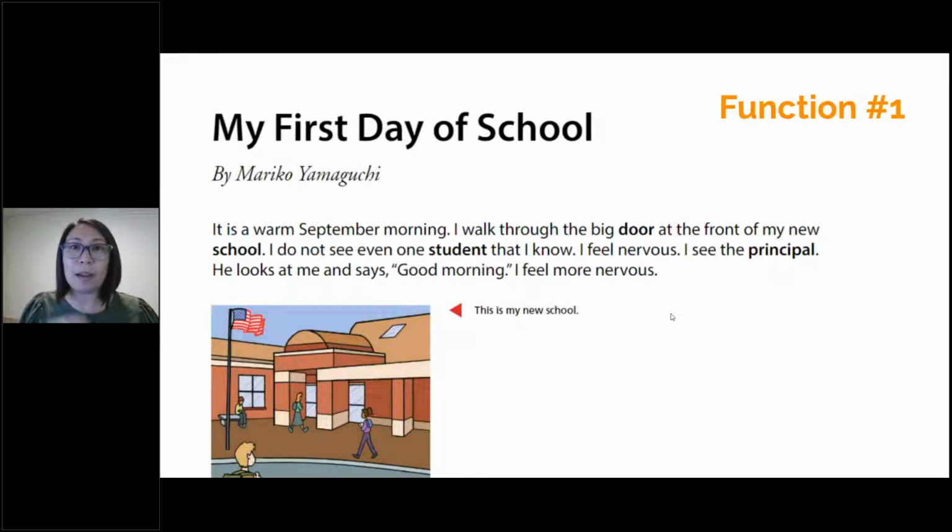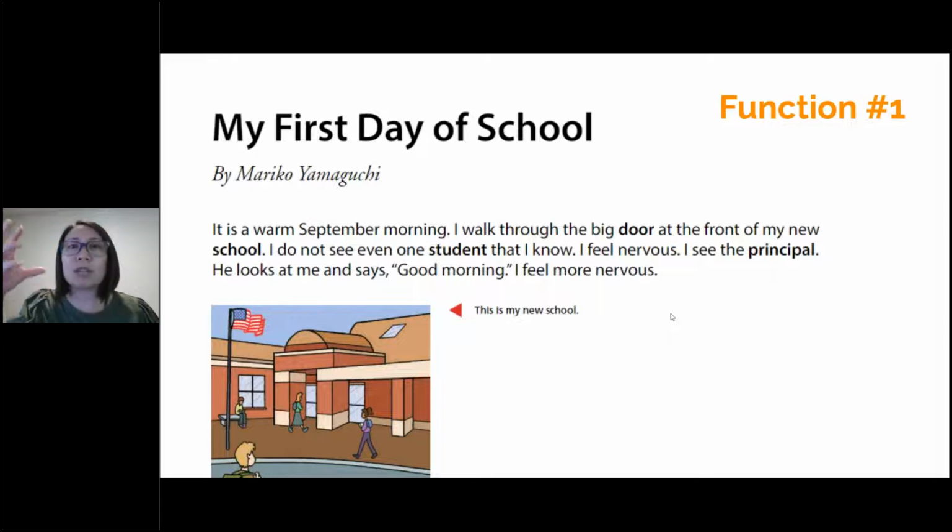Now you're at this point, oh, look, the vocabulary is in context, right? So door, school, student, principal, you see the picture again at the bottom of your screen. That is going to help with understanding this. So now you're seeing a big door. I walk through the big door, right?